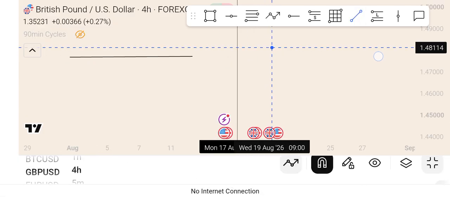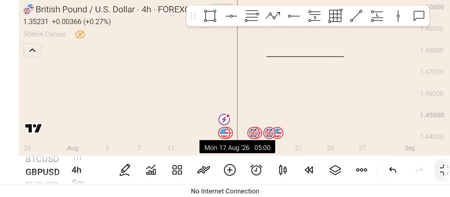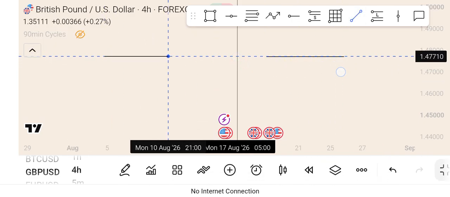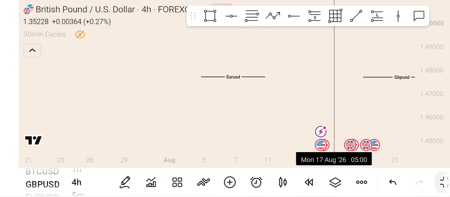I don't know, my TradingView is laggy. Let me write it down for clarity. EURUSD. Oh God, off the Wi-Fi. GBP USD. Okay, the Wi-Fi is back on. Okay, so now let's get back in business.